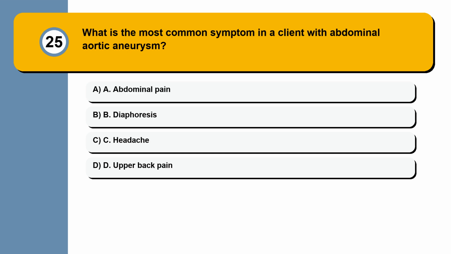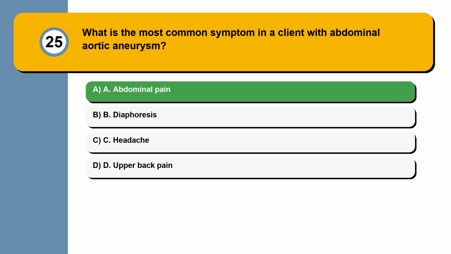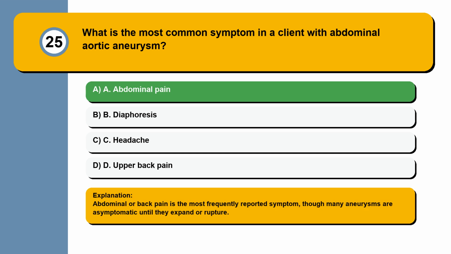Question 25. What is the most common symptom in a client with abdominal aortic aneurysm? A. Abdominal pain. B. Diaphoresis. C. Headache. D. Upper back pain. Abdominal or back pain is the most frequently reported symptom, though many aneurysms are asymptomatic until they expand or rupture.